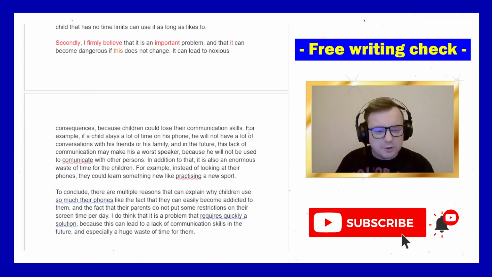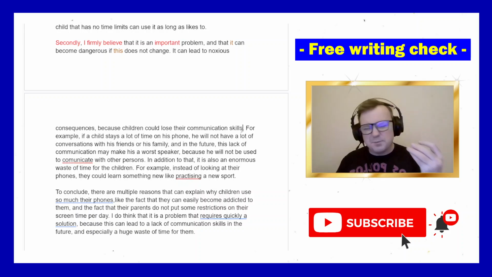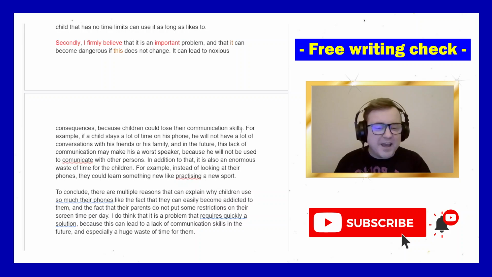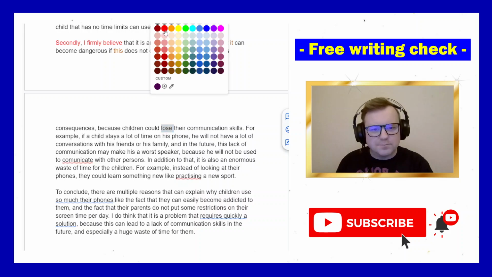Okay, for example, but that's a good point. It could lose their communication skills. I think lose is a little bit strong in terms of academic language. Maybe it could diminish their communication skills, or it could lower their communication skills, or it could negatively affect their communication skills. But it seems a bit strange to say they would lose their communication skills. So lose is a little bit strong here.